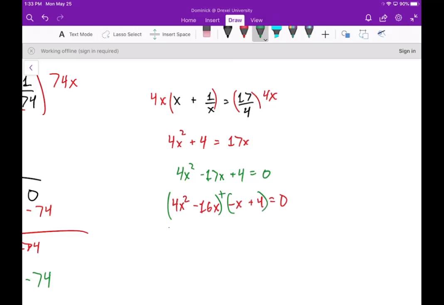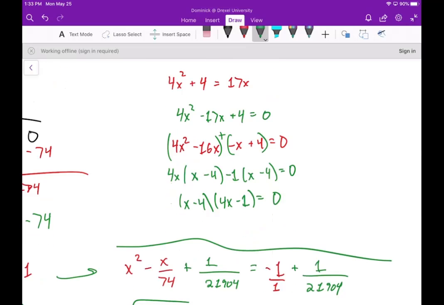So now if we factor by grouping, I can take a 4x out. I'll get an x minus 4. Then I can take a 1 out and I'll get an x minus 4. So I'm going to get x minus 4 times 4x minus 1 is equal to 0.